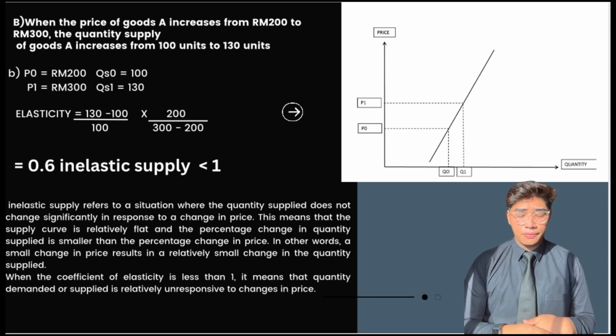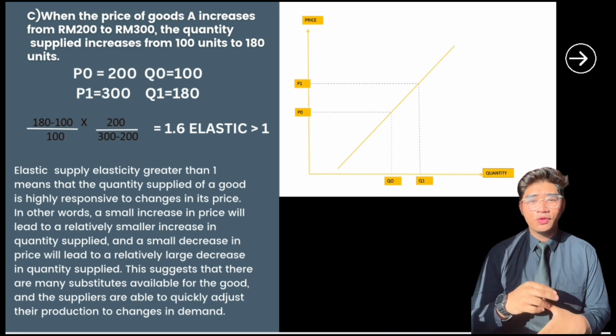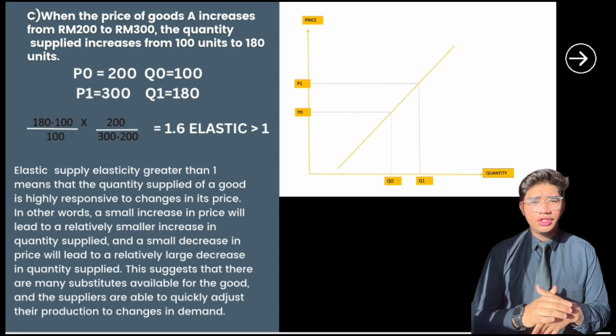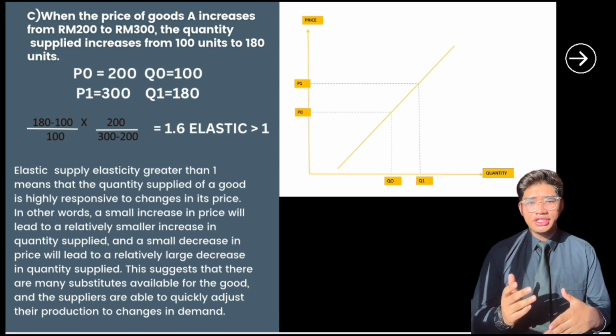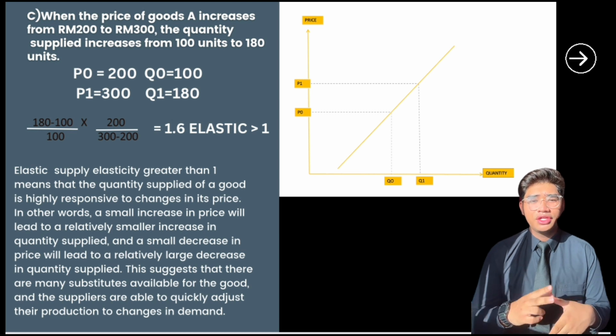Question C. When the price of good A increased from RM200 to RM300, the quantity supplied increased from 100 units to 180 units. P0 equals 200, Q0 equals 100, P1 equals 300, Q1 equals 180. So, for the calculation, (180 minus 100) over 100 times 200 over (300 minus 200).